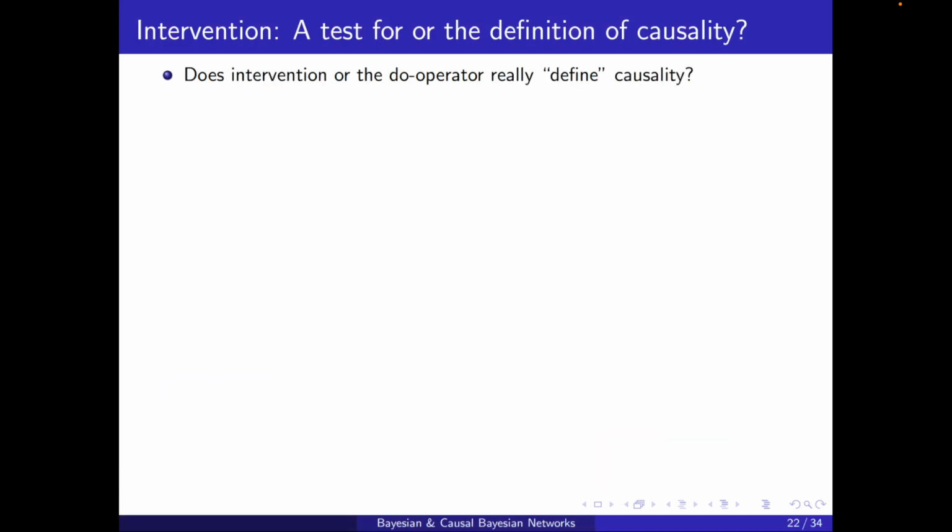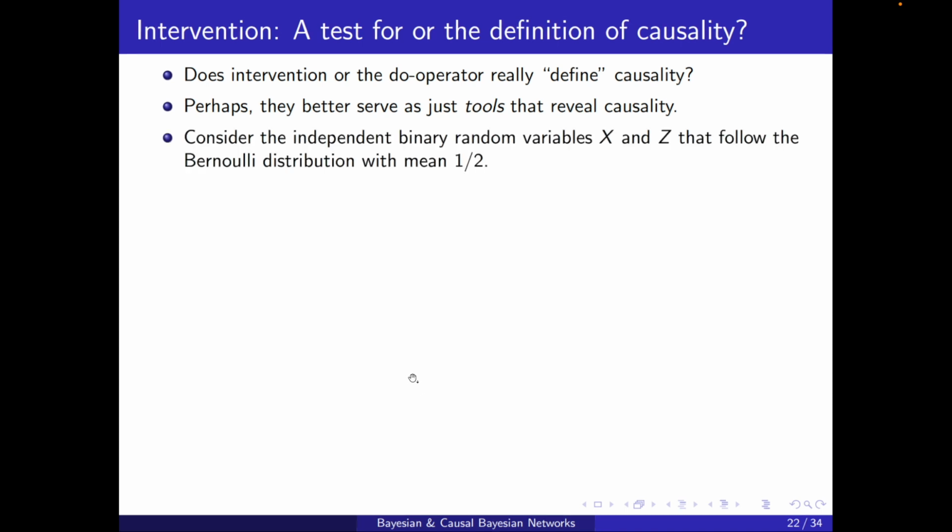So, does intervention or the do operator really define causality? Or perhaps they better serve as just tools that reveal causality. And I want to explain the point via this example.